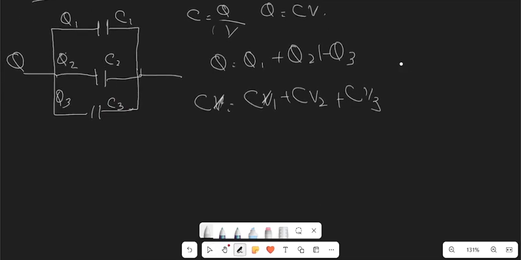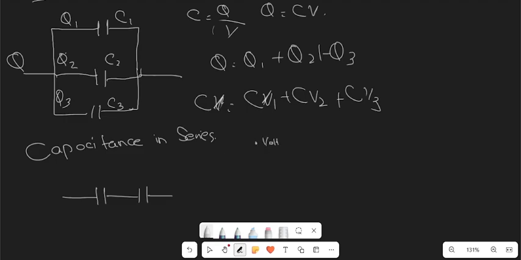What if you have capacitance in series? When you talk about capacitance in series, let's say you have this and then you have this. Now here, make a note to yourself: voltage divides, Q constant. So what is changing here? V. That means there was V and then it got divided into V1 and V2, right? That means V equals V1 plus V2.